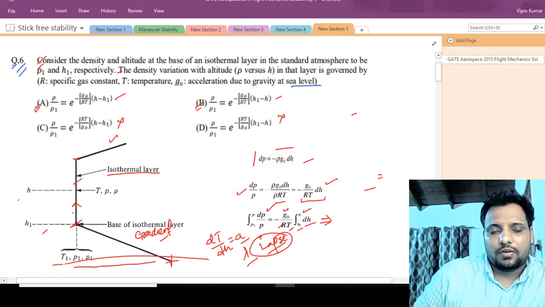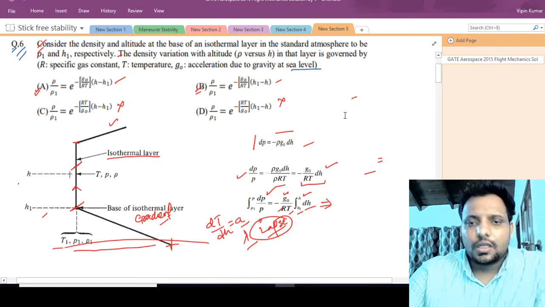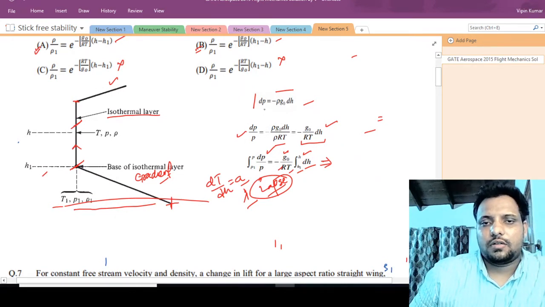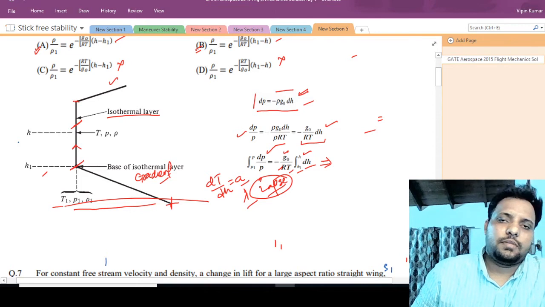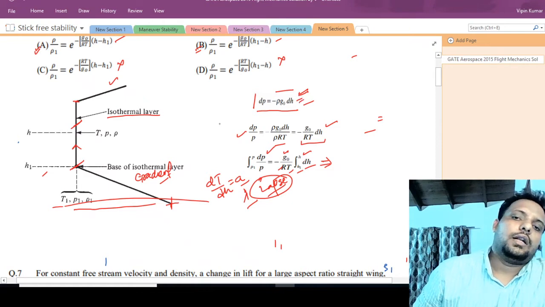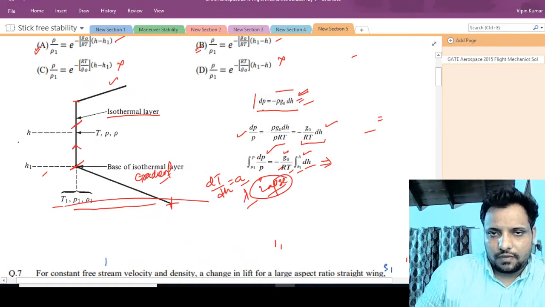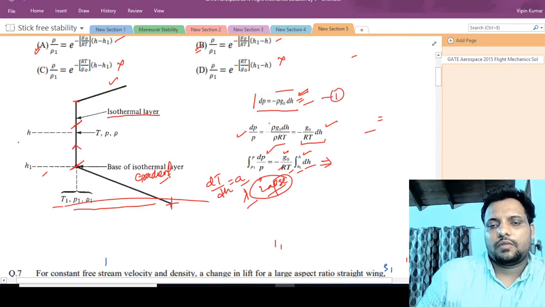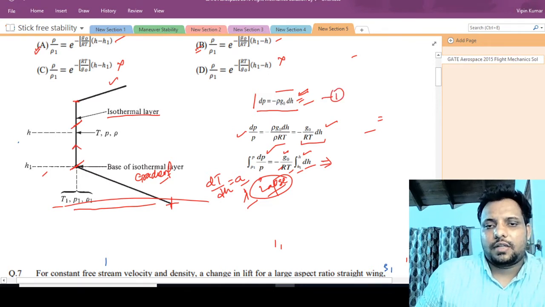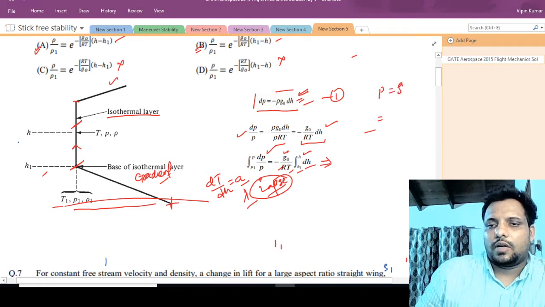Okay, in this layer if I want to derive the expression for density variation, I can make use of the hydrostatic equation, which is given by this expression: dp is equal to minus rho g naught into dh. Okay, so dp is change in pressure, which is equal to minus density into g naught into change in altitude. Okay, so let's say this is equation 1, and I divide that equation by the equation of state, which is p is equal to rho R T. Okay, where p is the pressure, rho is the density, R is the gas constant, and T is the temperature.